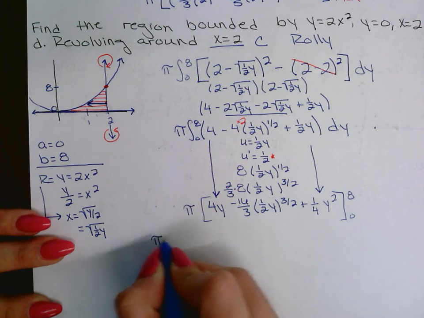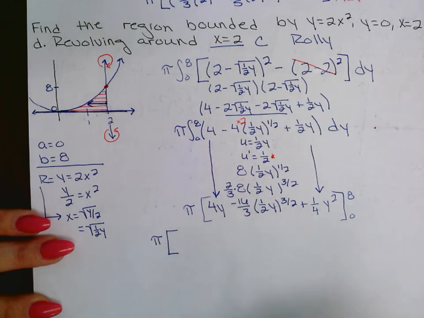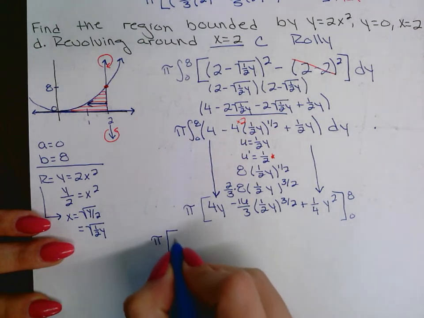For those of you taking AP, remember, once you finish your f of b minus f of a, as long as it does not have an ln, an e, or a trig function, you are done. If it does have one of those, you do have to complete that portion.